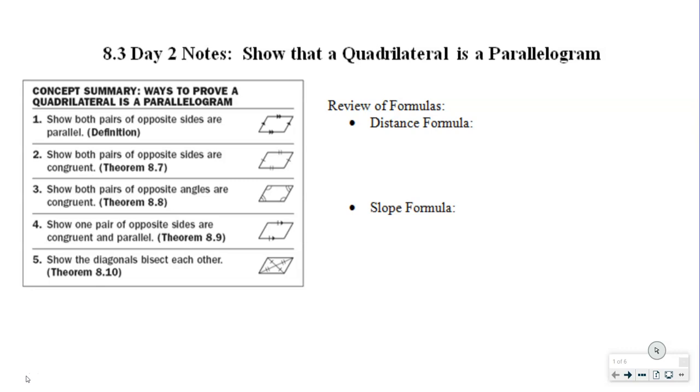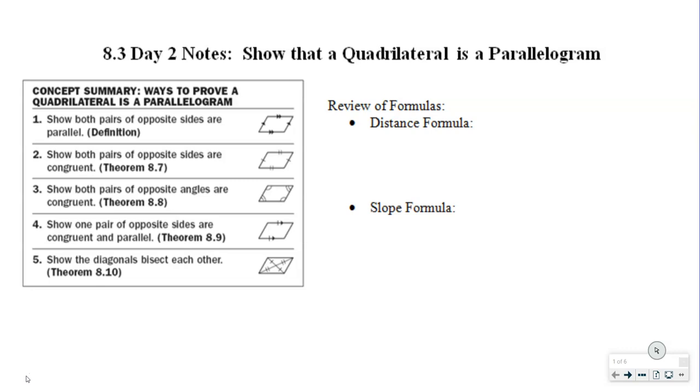The definition of a parallelogram, both pairs of opposite sides are parallel. Theorem 8.7, both pairs of opposite sides are congruent. 8.8, both pairs of opposite angles are congruent. And 8.9, one pair of opposite sides are congruent and parallel. And 8.10, showing that the diagonals bisect each other.